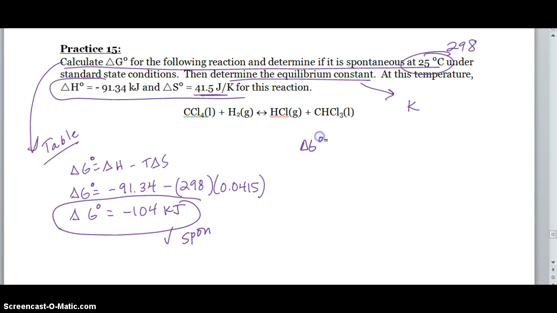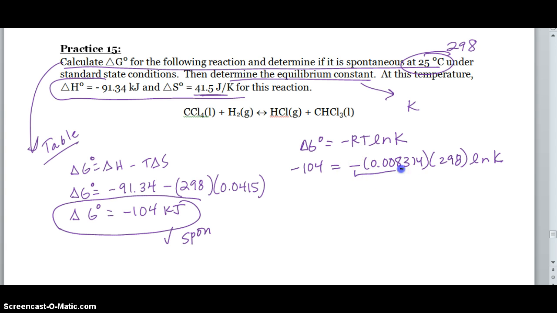Well, delta G° equals negative RT ln K, right? So we know our delta G°. I can always get my R, just make sure it's in kilojoules. This is 298, and then ln K. And so we're just going to solve for that natural log. The inverse function is what we're going to have to use. So the inverse function is the base e. If you look at your calculator, you'll see it.